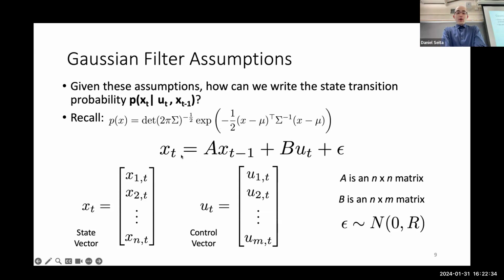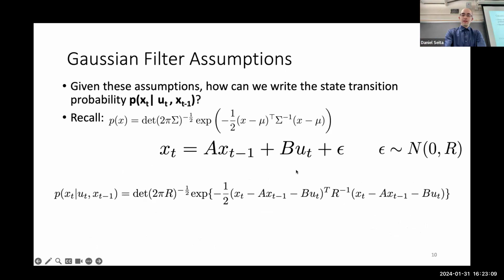Now, if you look at x_t, x_t is this thing: A x_{t-1} plus B u_t. That is the mean, so you just take this and plug it in for mu, because this is the mean and then you get zero-mean noise added on top of that. And because this noise has covariance matrix R, you plug in R inverse here. So this is how it looks.